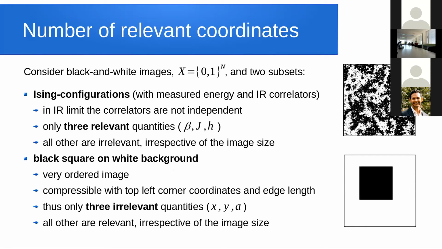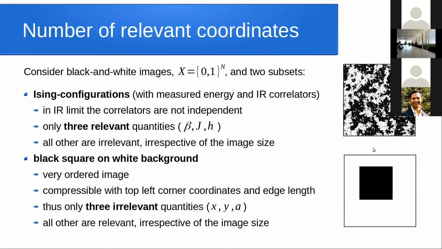And for that, let me consider two images. One is the Ising configurations from a model, a binary model, and if you don't know it, it is a scientific model where in some way we generate these configurations, and we do some measurements on it. So the main point is that just like in the mechanics case, there are a few relevant quantities. In this case, just three relevant quantities.